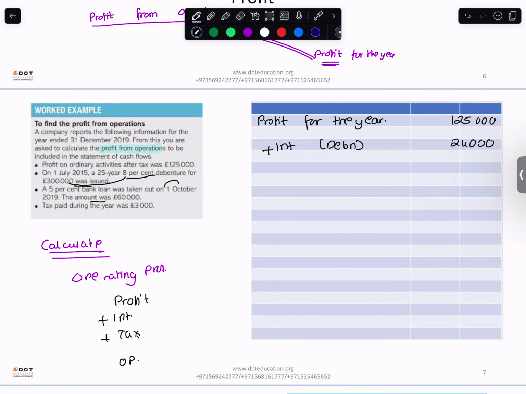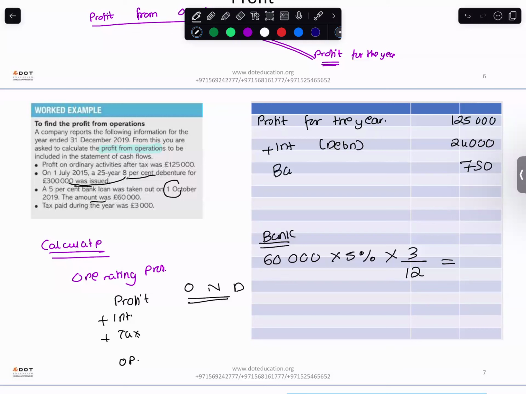Then a 5% bank loan was taken out on 1st October, amounting to 60,000 pounds. Whenever a date is given, you need to take the months, October, November, December, so three months. 60,000 at 5% for three months gives 750 bank loan interest.